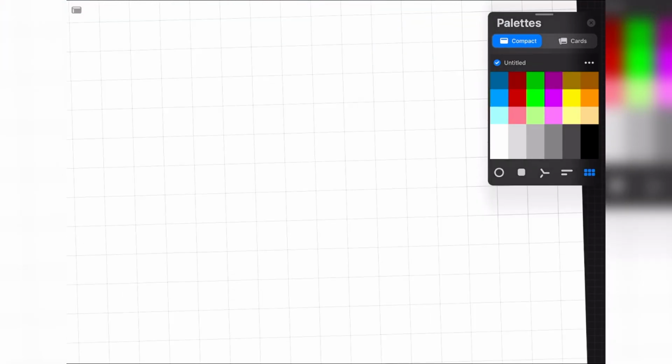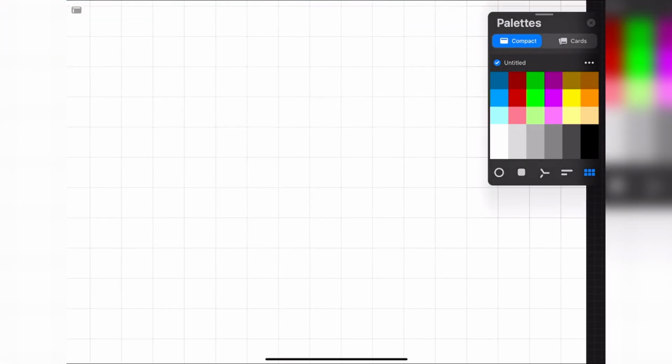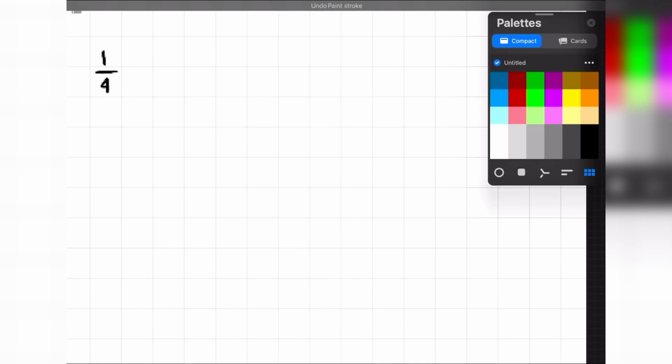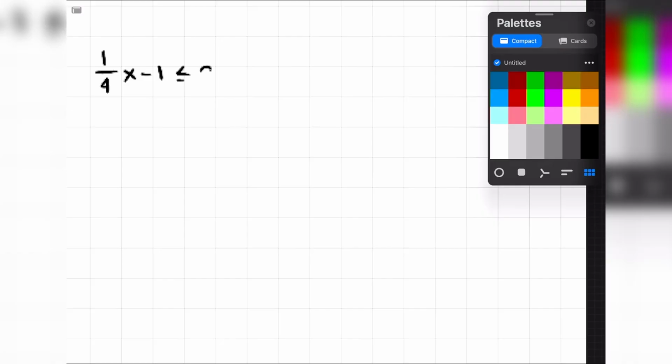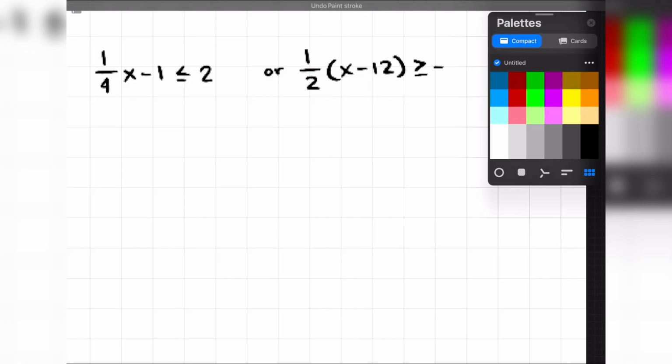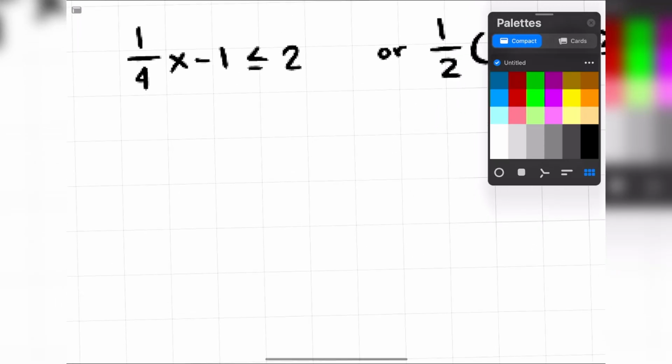Next question is going to be, this one's much more complicated. This is 1 over 4x minus 1 is less than or equal to 2, or 1 over 2 parenthesis x minus 12 parenthesis is greater than or equal to -6. So already there's a lot more going on here in terms of symbols and the way things are organized. Once again, don't get overwhelmed. Just focus on one thing at a time.